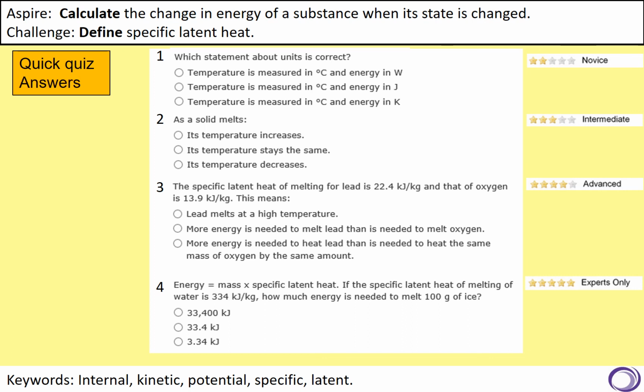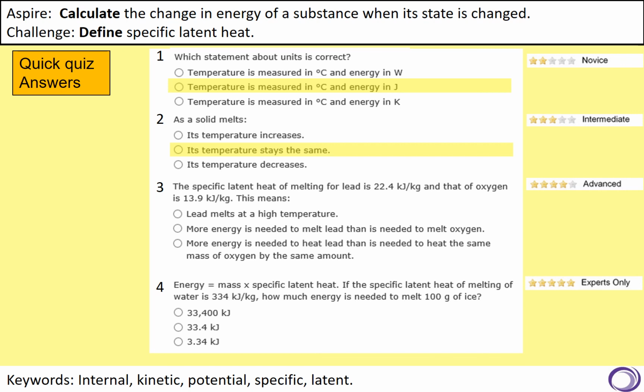Okay, let's have a look then. So, temperature is measured in degrees Celsius and the energy is in joules. If you're struggling, the W is watts and the K is Kelvin. So it wasn't going to be them ones. As a solid melts, the temperature stays the same because all that energy is actually going into breaking the bonds, going into the internal energy, not into increasing the temperature.